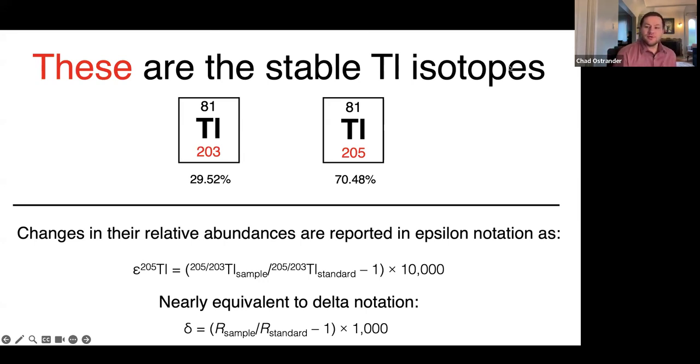All of the thallium isotope data that I'm going to talk about today, and as a community, we do the same thing. We report it all in epsilon notation, so epsilon 205 thallium. And for all intents and purposes, this is the same as delta notation. The reasoning for this epsilon notation is that thallium being a really heavy element, the relative mass difference of the two isotopes is pretty small. And so it was thought early on, you wouldn't get a lot of thallium isotope fractionation. And so because the thallium isotope ratio differences were going to be so small, we were going to need to multiply these ratios by 10,000 to get nice round single numbers to play around with.